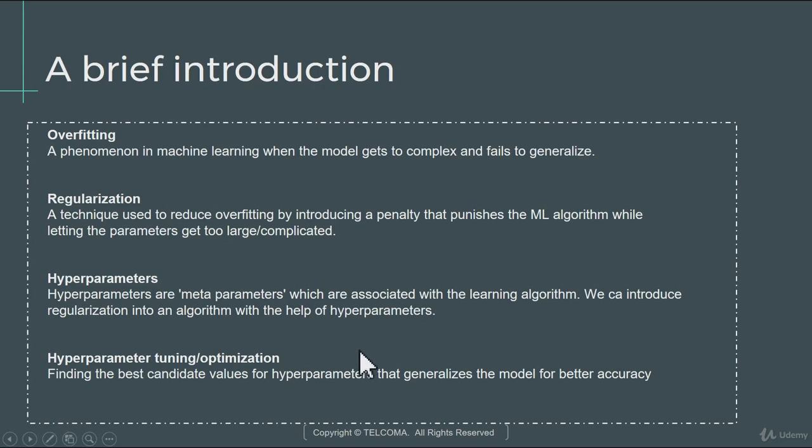So, let's say in logistic regression, under scikit-learn, you have a parameter called C, which controls the inverse of complexity. Now, that C could be a value which gives a penalty to the parameters when they try to scale up to accommodate a complicated rule. So we can introduce regularization into an algorithm with the help of hyperparameters.